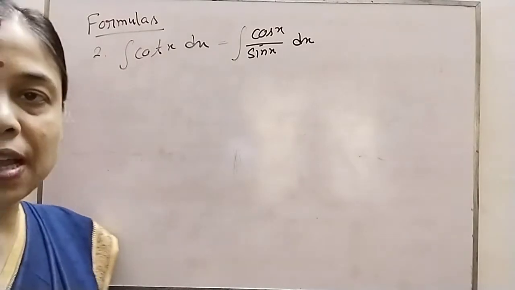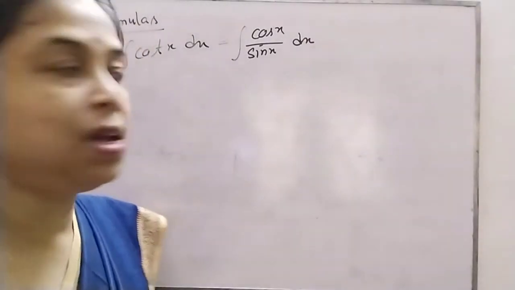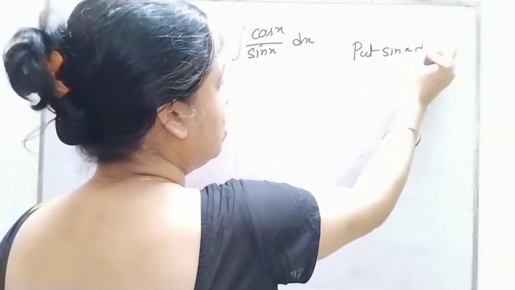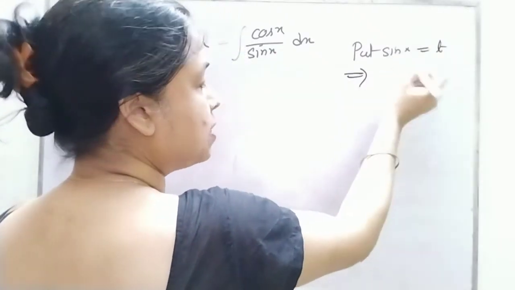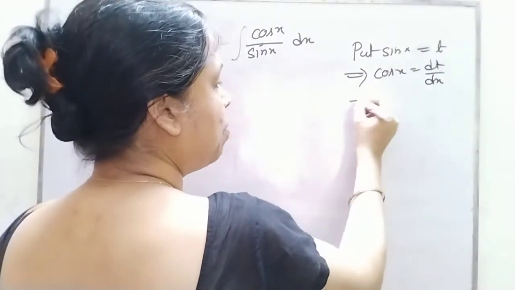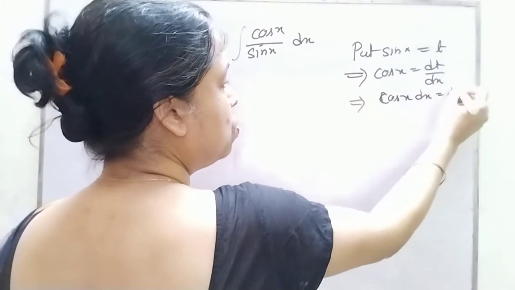Now hope you understand whose derivative is present with the integrand? Yes, the derivative of sin x is present. So I have to use, put sin x equal to t. I am doing it directly. d/dx of sin x, you know it is cos x, that is equal to dt/dx. You may do it directly also because you are familiar with derivatives. This is equal to dt.